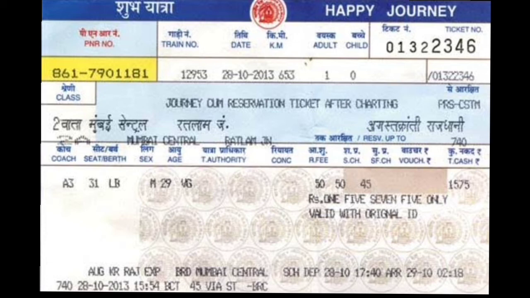According to this ticket, the person has been allotted coach A3 and his seat number is 31 and he has got the lower berth. For that reason it is written LB. Sex, of course, he is a male, so it is M. If it would have been female, then it would have been F. Then according to the age of the person, it would be mentioned there.